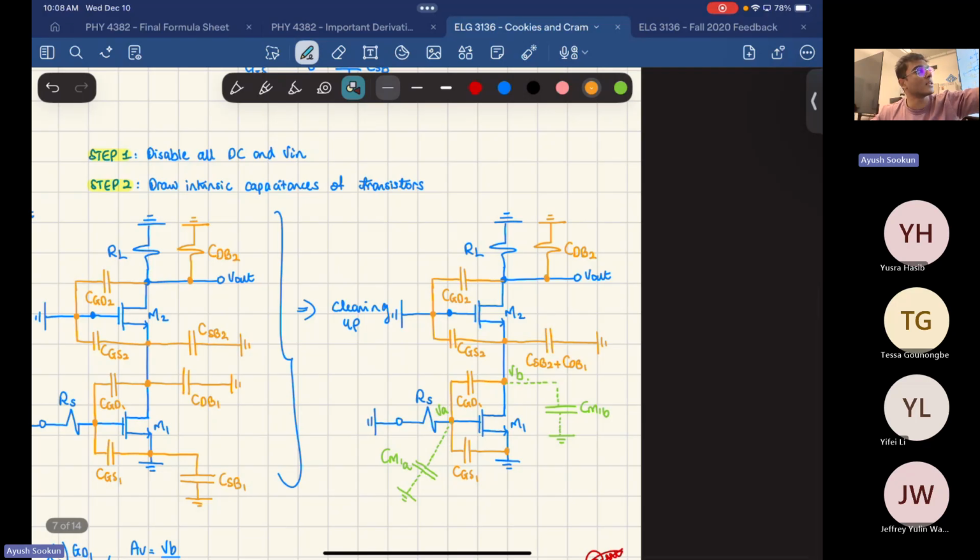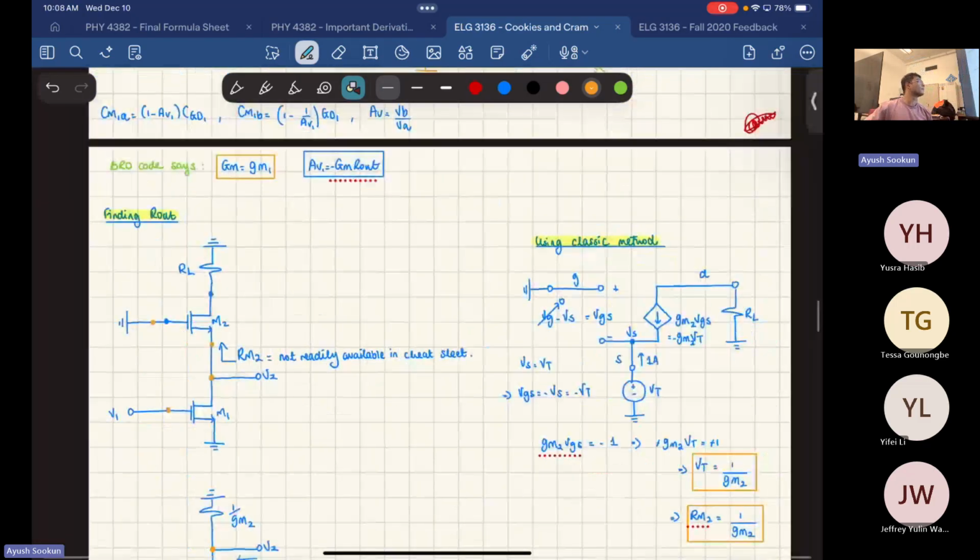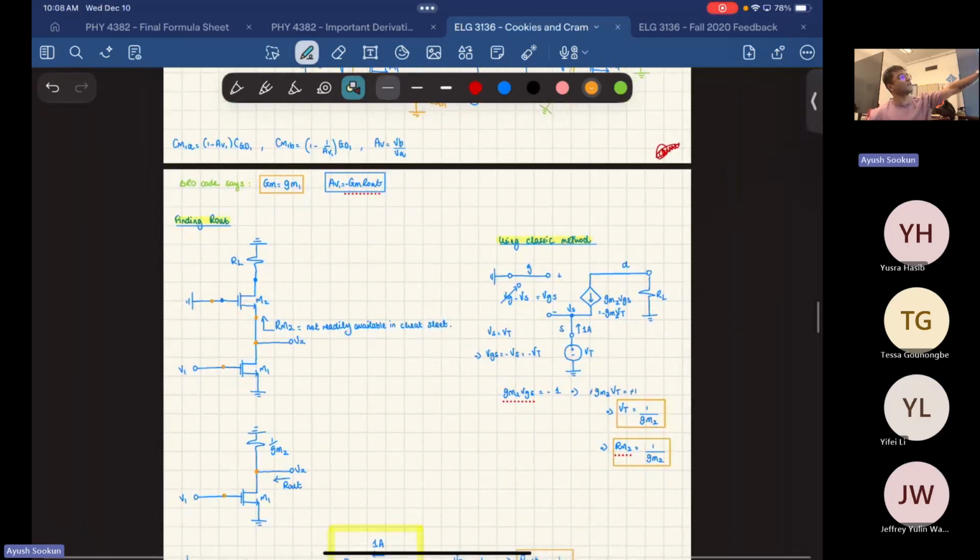As seen from this capacitor, you want to find the equivalent impedance. And when you're doing that, you have to replace this part with this equivalent impedance, but it's not readily available in the cheat sheet, so you have to do it yourself. You replace this by the small signal model.